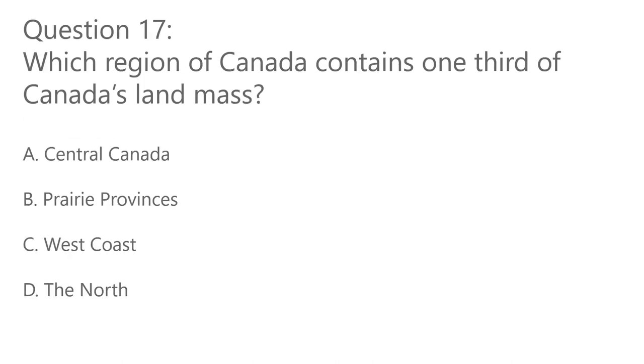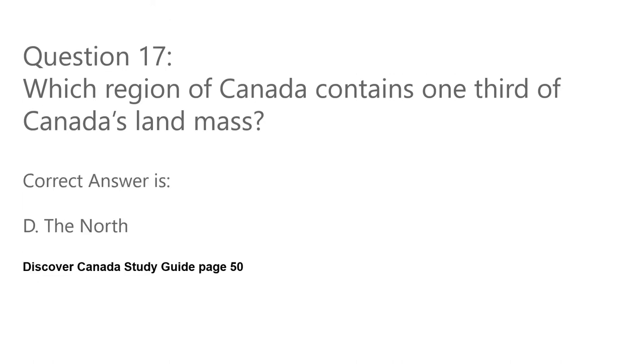Question 17. Which region of Canada contains one-third of Canada's land mass? A, Central Canada. B, Prairie Provinces. C, West Coast. D, the North. Correct answer is D, the North. Discover Canada Study Guide, page 50.